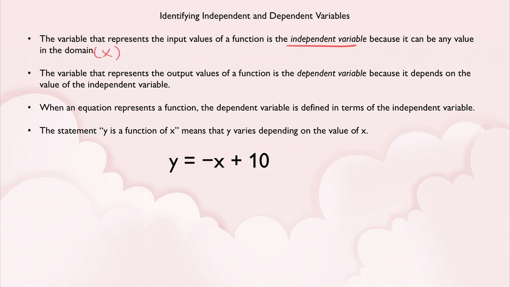My domain is my x, right? Now the variable that represents the output values of a function is what? Dependent variable, because it depends on the value of an independent variable. So now, what is going to be that? That's going to be my y, which is my range, right? When an equation represents a function, the dependent variable is defined in terms of the independent. The statement y is a function of x means that y varies depending on the value of x.